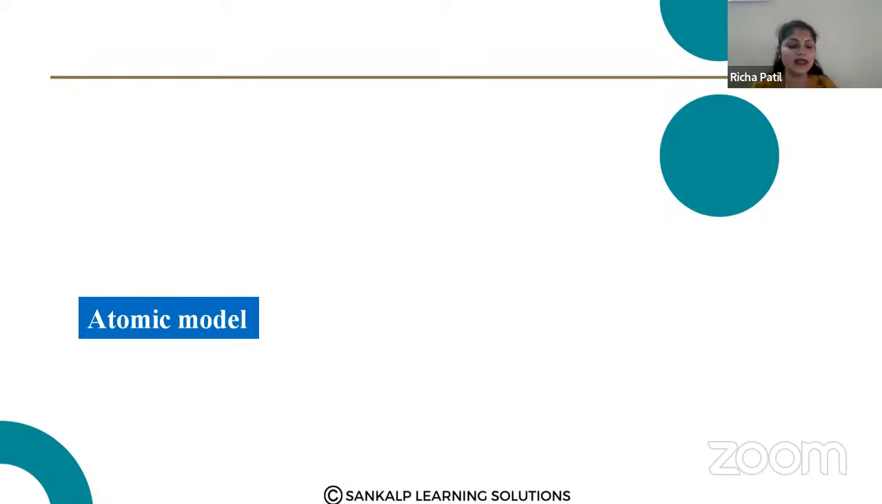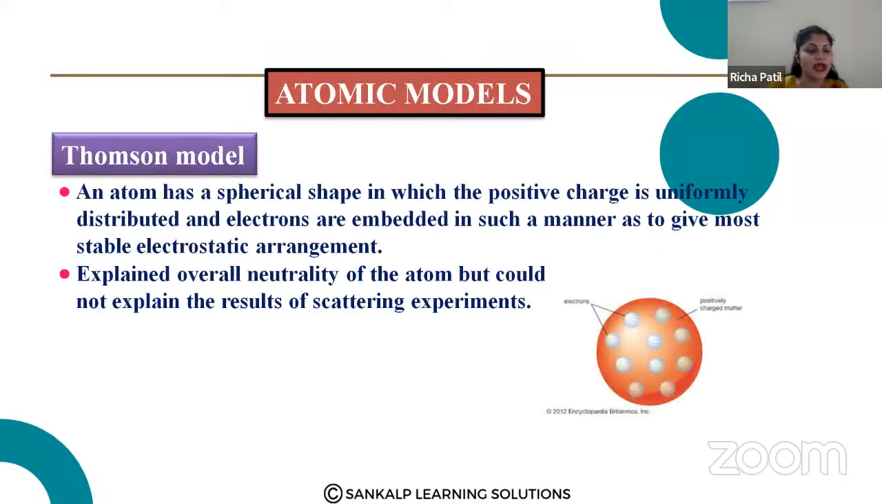So we'll see why they were proposed: to see the uniform distribution or the stability of an atom. First is our Thomson model. This Thomson model was given by J.J. Thomson in the year 1898.